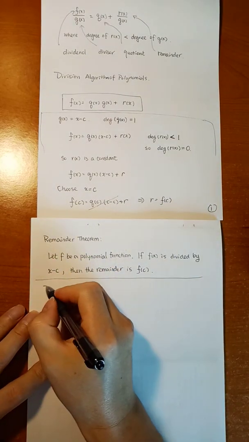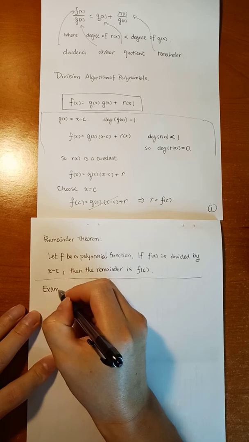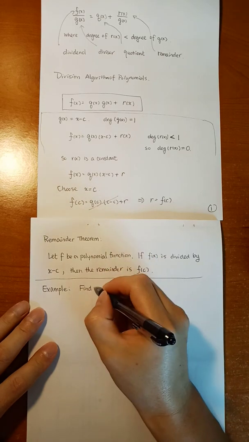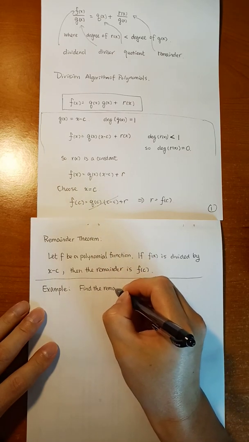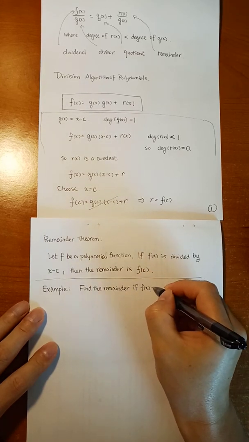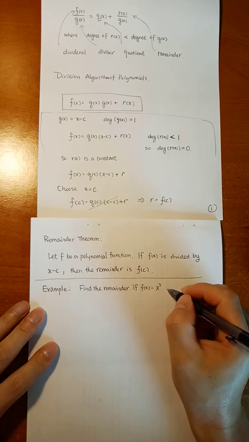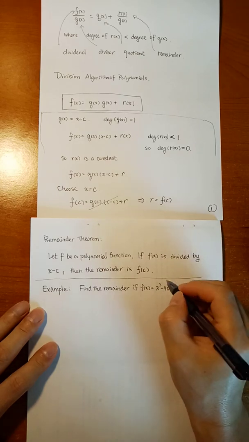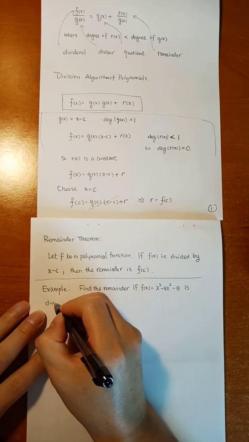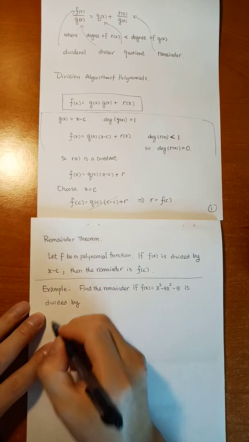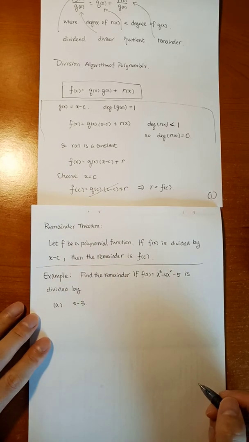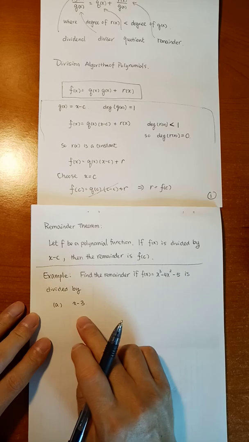Let's see the example. Find the remainder if f(x) is equal to x cubed minus 4x squared minus 5 is divided by x minus 3. So c is equal to 3.